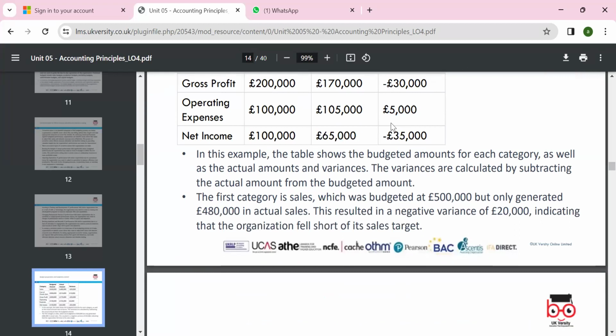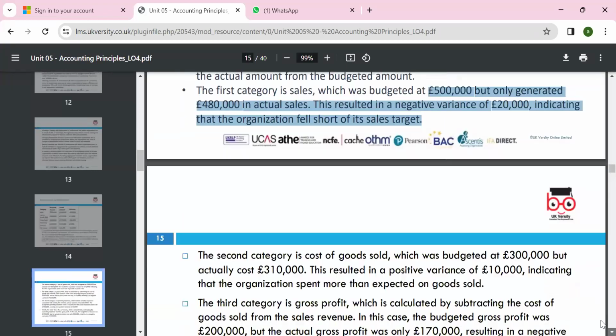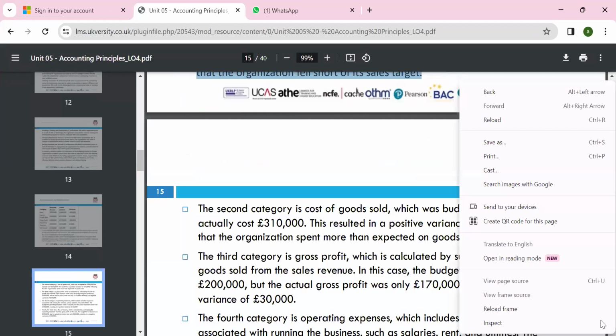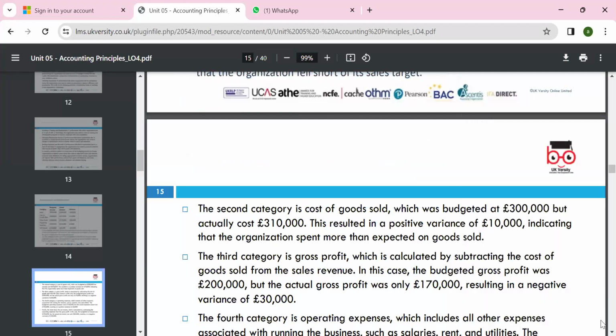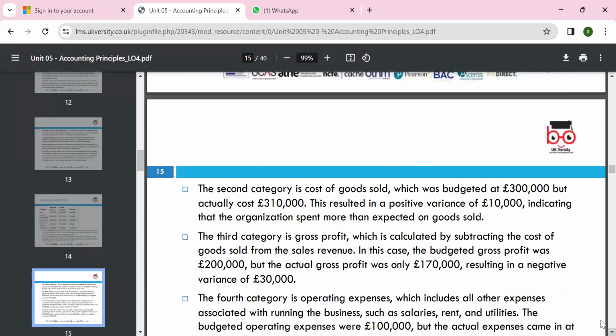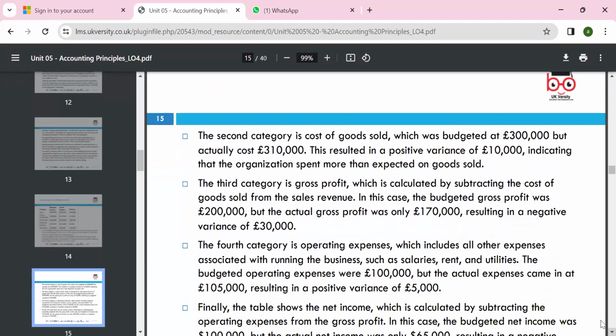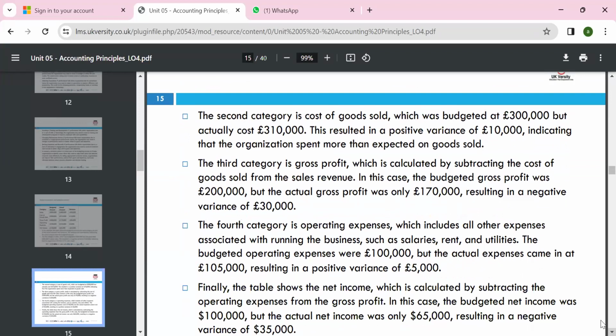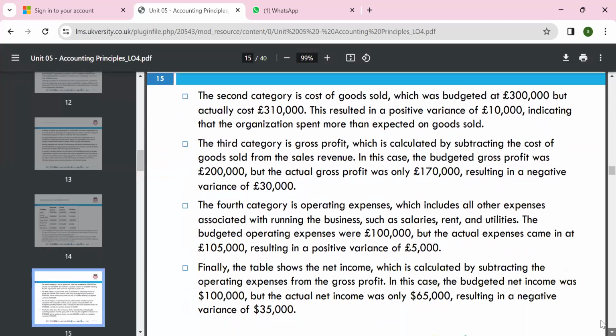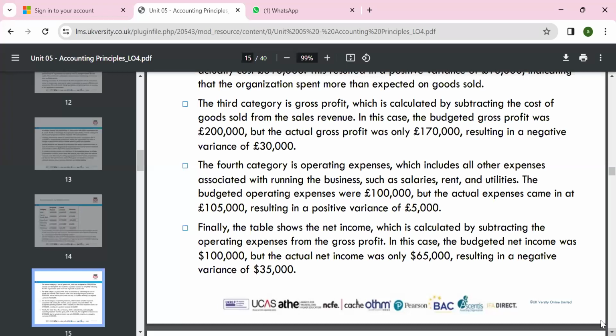It should be negative. In this example, the table shows the budgeted amount for each category as well as the actual amount. As we mentioned, there is a difference, a shortfall, and we can explore the reasons. Maybe they did not advertise properly. Maybe customers faced a credit crunch in the country, that's why sales went down. Maybe expenditure is higher due to inflation, like I mentioned, the rent or the rates or the national minimum wage.